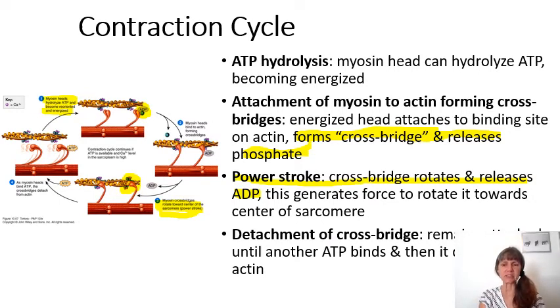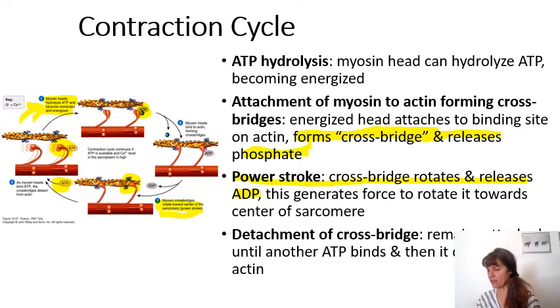Detachment of cross bridges can only occur when fresh adenosine triphosphate comes in and binds to the myosin head. That causes the myosin head to release from the actin, and then the myosin head will also hydrolyze the adenosine triphosphate, breaking it into adenosine diphosphate and inorganic phosphate, and then we're back to the original place where we started. And this is a contraction cycle.